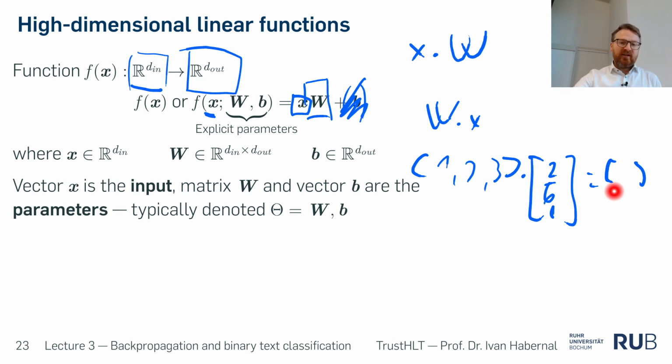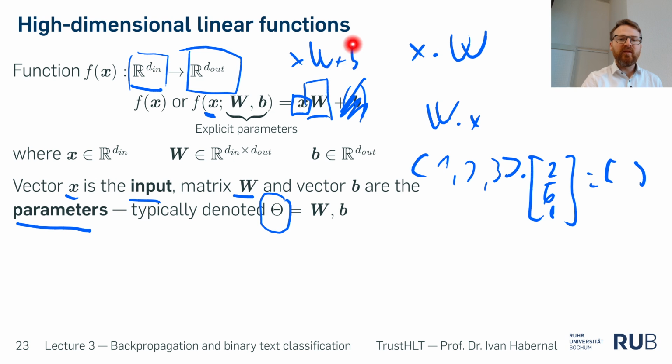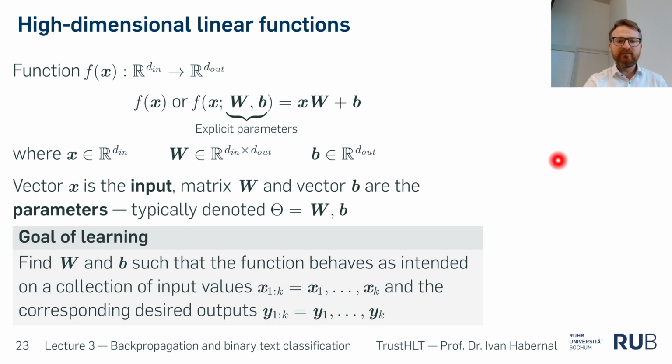Okay, so this is it. The vector x is the input, the matrix w and vector b are the parameters, and we use this very fancy theta for all those. So these are the parameters. And my function is x times w plus some bias. I can make it even more simple and just project. Something which we did here actually is to project into a single number.